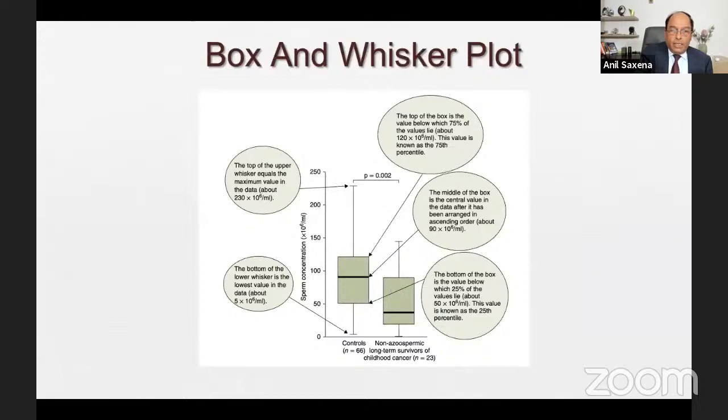And then this is another example. You have the median, you have the interquartile range, you have the lowest value, you have the highest value, which you can see from this y-axis.